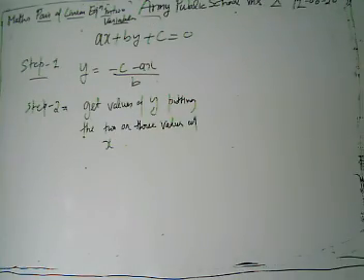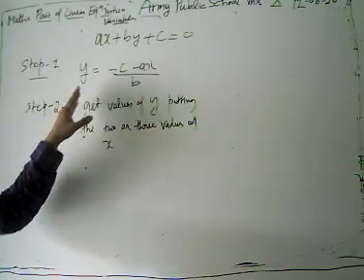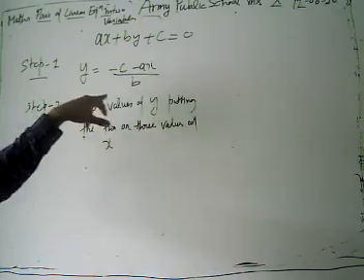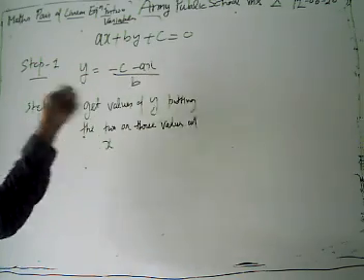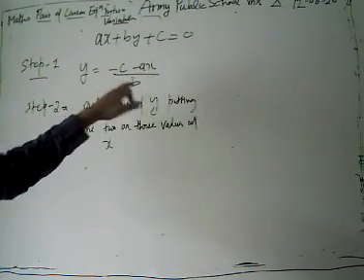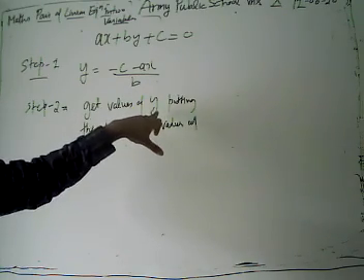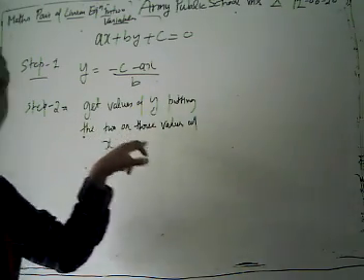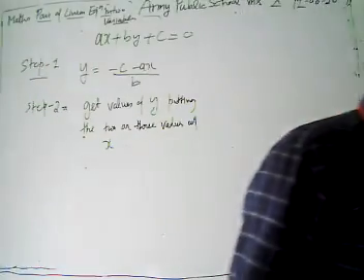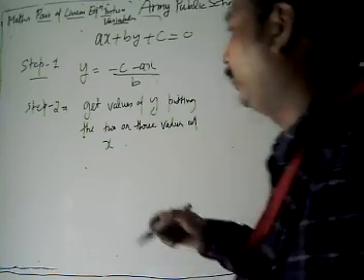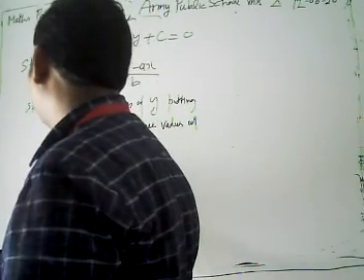In the first step, we express any variable in terms of another variable. I am expressing y in terms of x. If you express x in terms of y, then we have to get the values of x after putting some values of y, and this is our step number 2. Then, after putting the values, step 3.